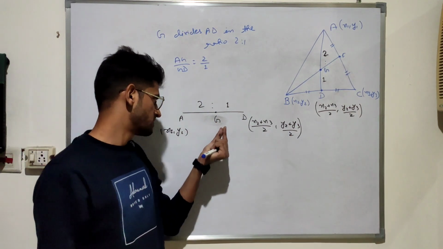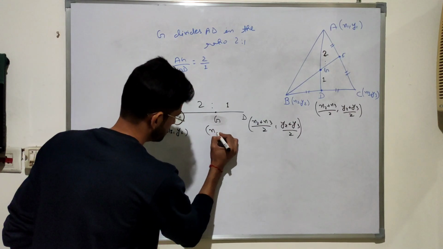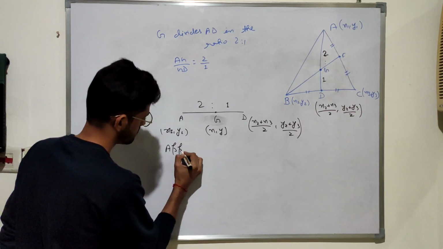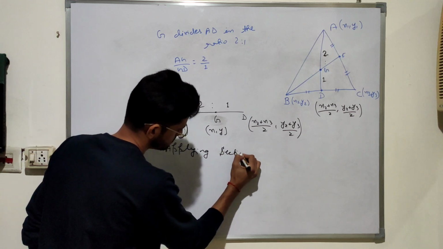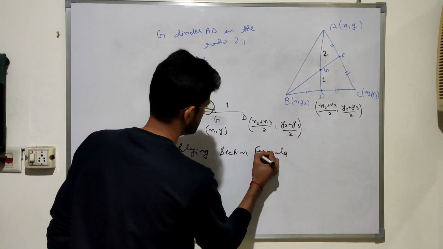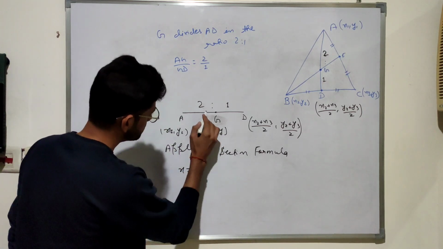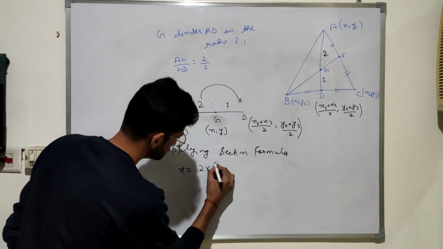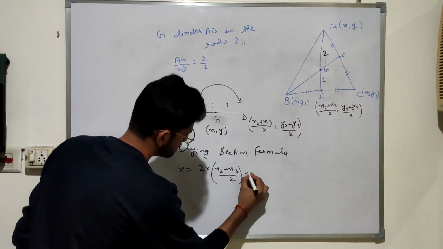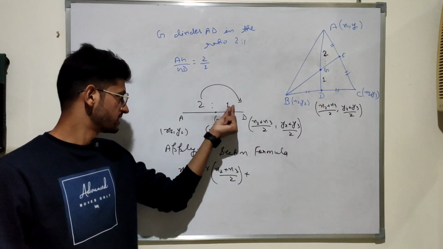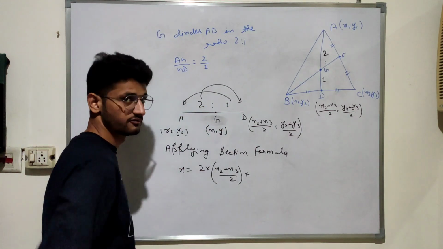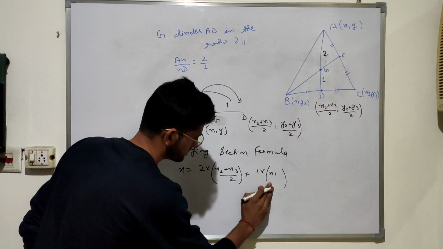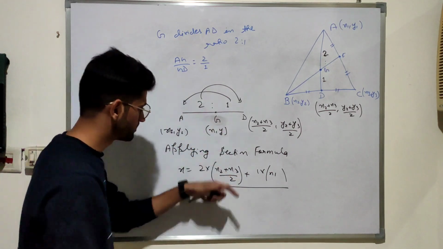And we need to find the coordinates of point G. Now this is a section formula question. Take x comma y as the coordinates of the centroid. Applying the section formula, x is equal to 2 multiplied by the x coordinate of point D, that is 2 into x2 plus x3 divided by 2, plus 1 multiplied by the x coordinate of point A, that is x1, divided by m plus n, that is 2 plus 1.